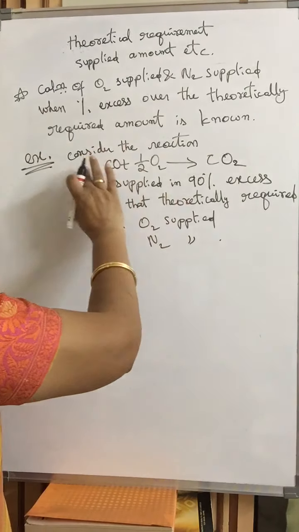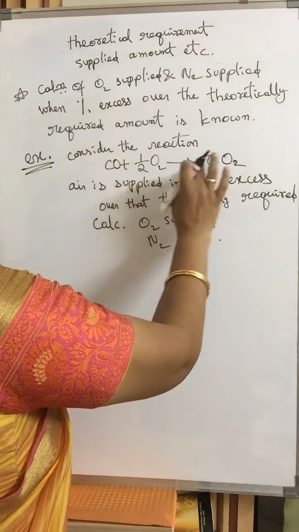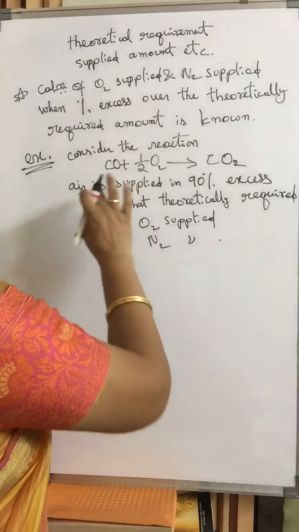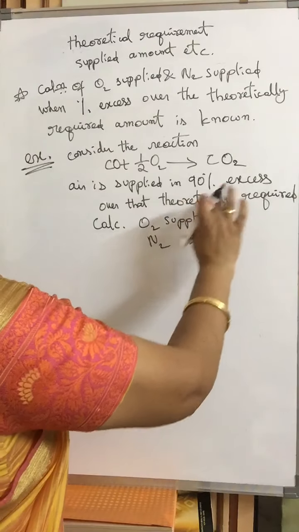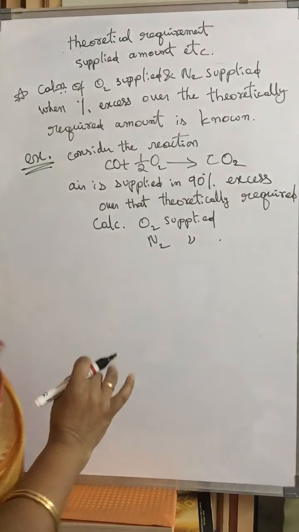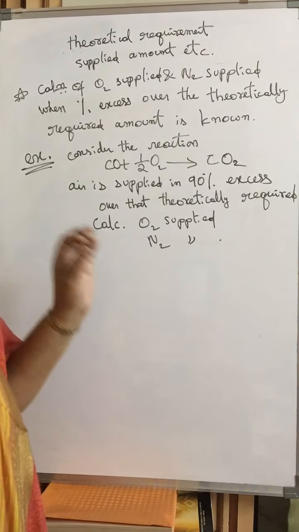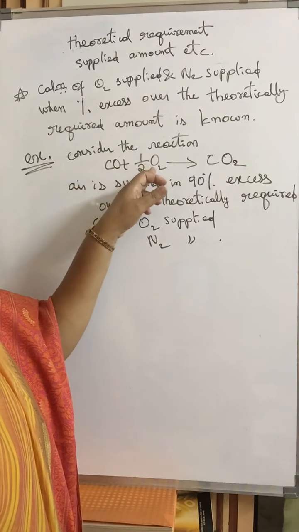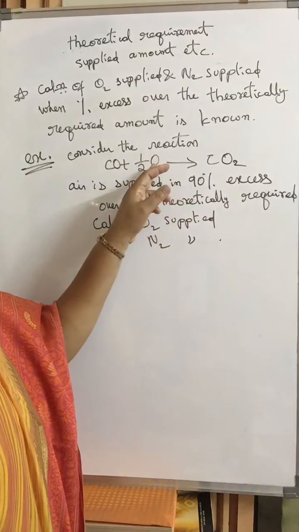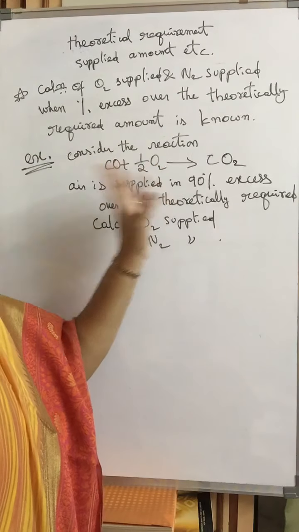Consider the reaction CO plus half O2 gives CO2. Then air is supplied in 90% excess over that theoretically required. The first thing you need to know is that oxygen is there in the equation, since it is an oxidation reaction. So oxygen is appearing in the equation.